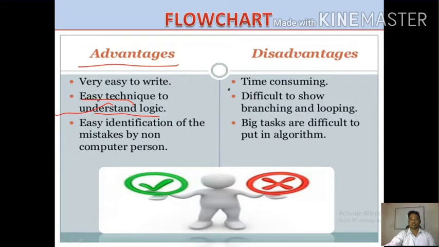And what are the disadvantages? Time consuming, and difficult to show branching and looping, and some tasks are difficult to put into algorithms. Time consuming means that it consumes a lot of time, and so on. So these are the advantages and disadvantages of flowcharts.